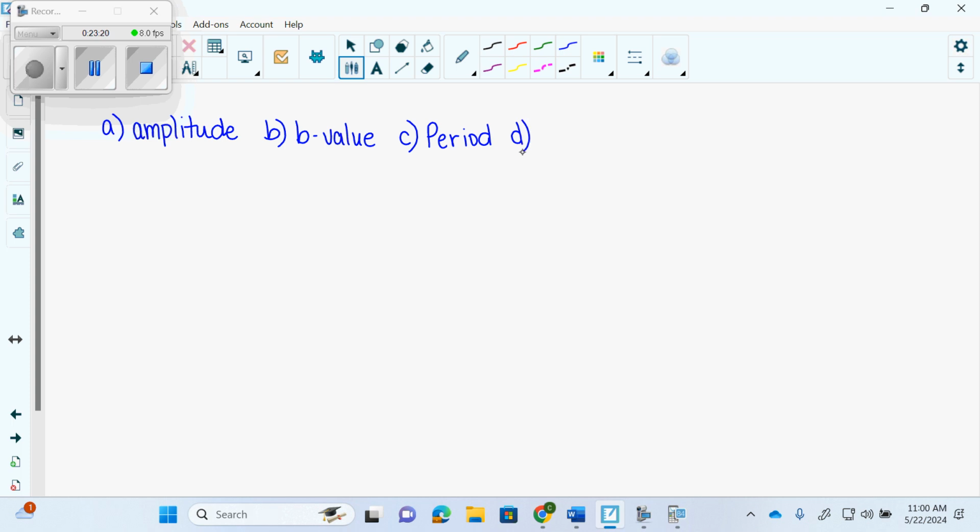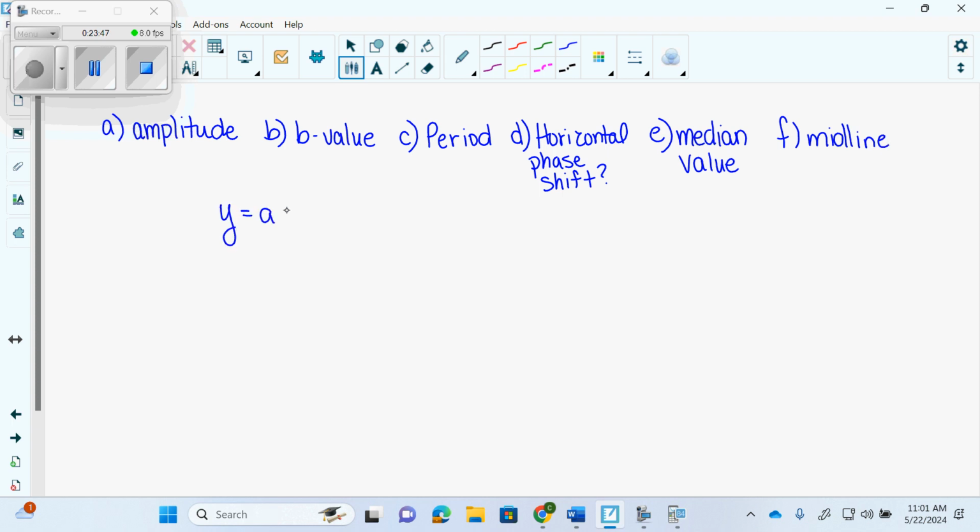D, I want if it's a horizontal phase shift, so it's yes or no. E, I want the median value. F, I want the midline. Remembering that the equations have to be in the form y equals a sine bx plus c plus d. Now these plus signs could be minus signs as well, if your c and your d are negative. All right, number 1.